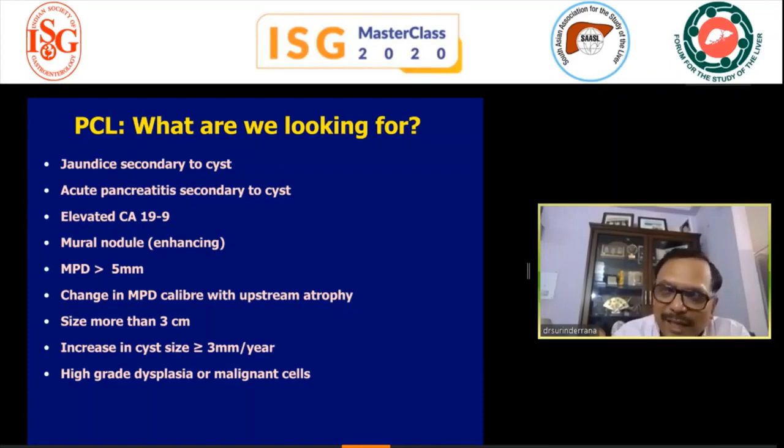Is there a mural nodule? And if yes, is it enhancing? What's the enhancement pattern? Is it patchy or diffuse? Is the duct more than 5 millimeter? Is there an abrupt change in main pancreatic duct caliber with upstream parenchymal atrophy? Is the size of the cyst more than 3 centimeter? And if you have follow-up imaging, is there an increase in cyst size of more than 3 millimeter per year? And on cytology, do you have high-grade dysplasia or malignant cells? So in a nutshell, all these are worrisome features which suggest that you should be offering resective surgery to the patient with these features.